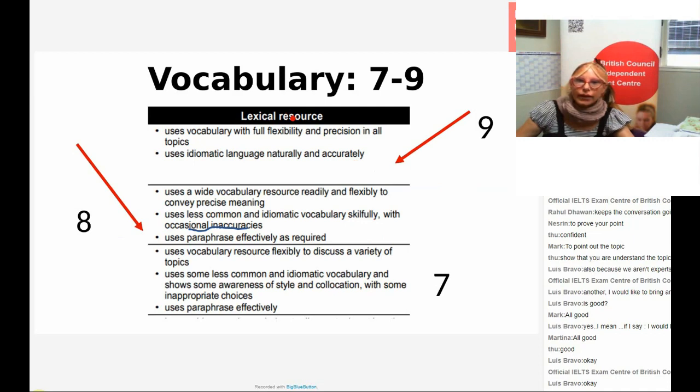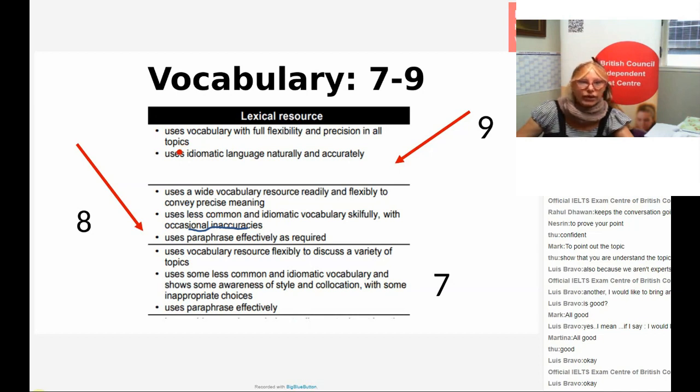All right, so for those of you that think you have a pretty good vocabulary range, I'm going to show you what you would need to do to be able to get a 9 or an 8 or a 7 in the lexical resource of the speaking test, which is worth 25% of your score. Okay, let's start with a 9. You can see that there are only 2 features here.